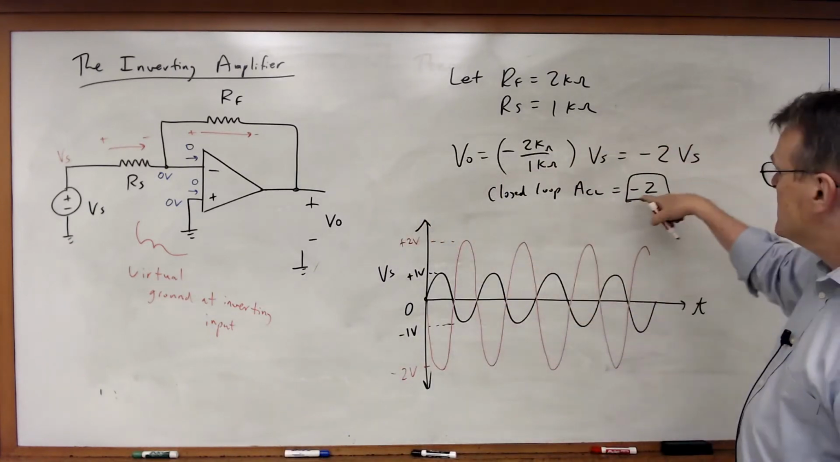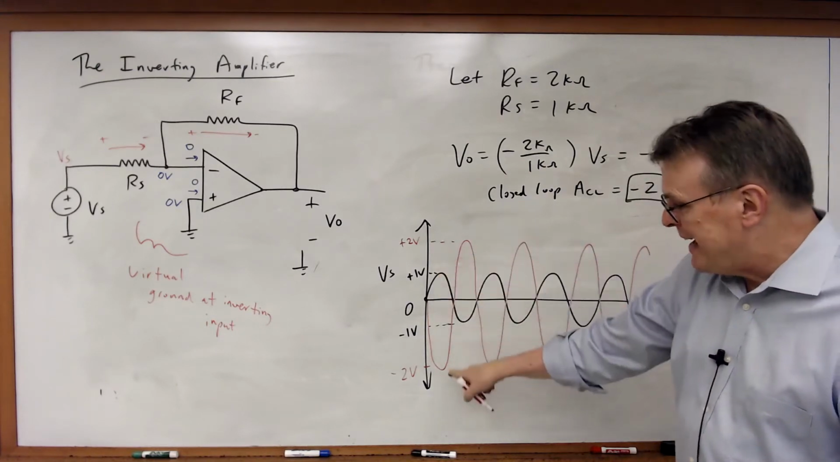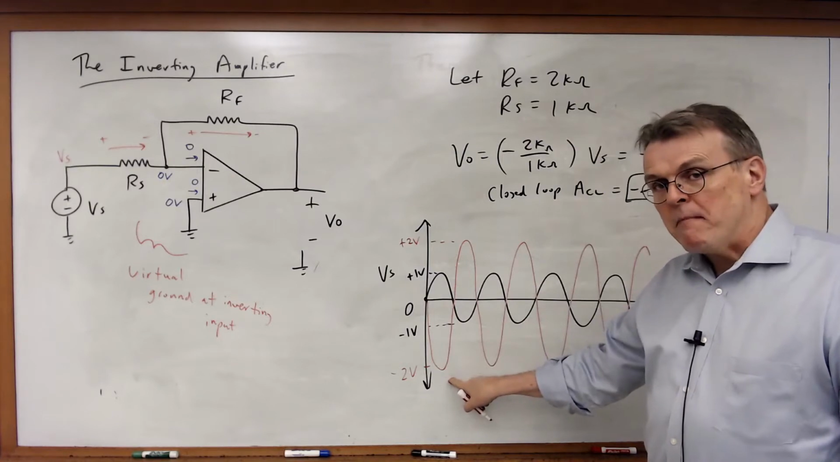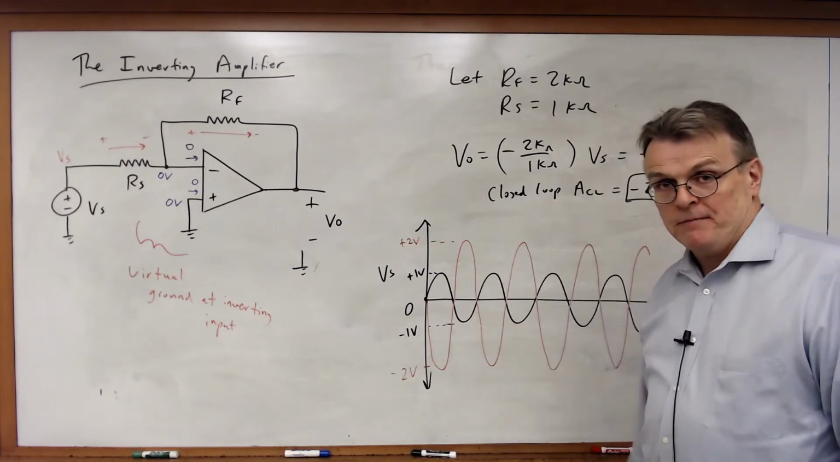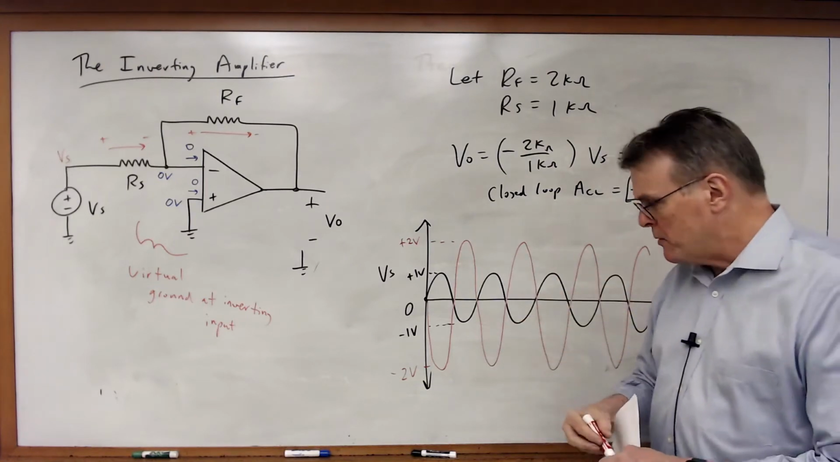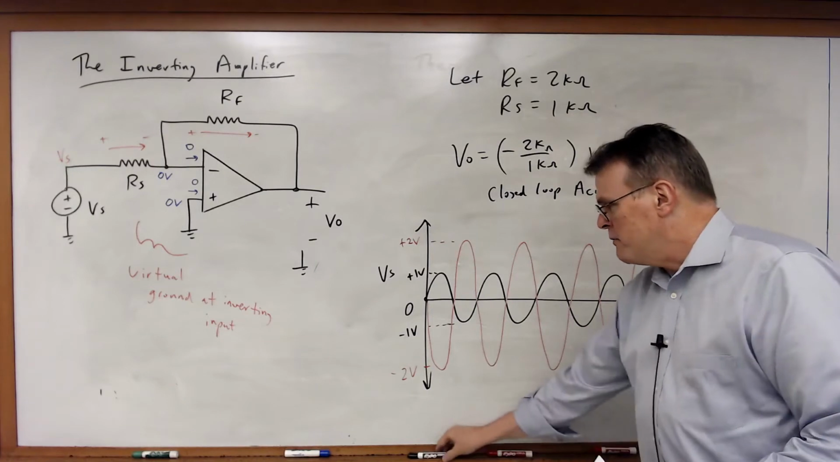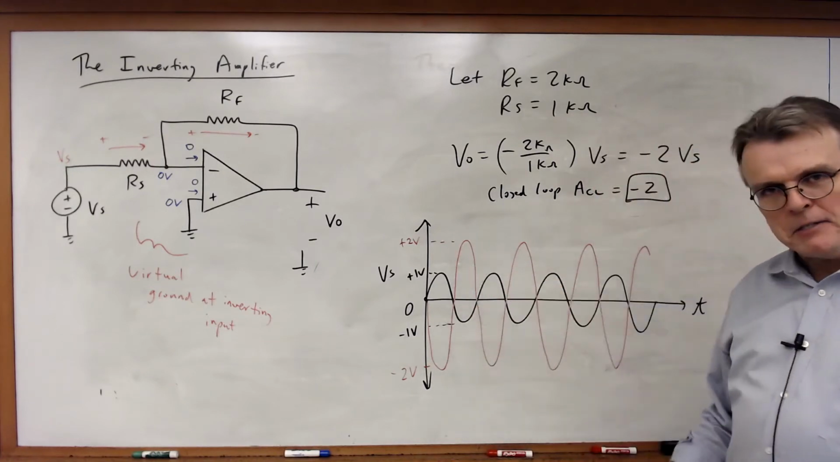But notice because of that inversion, when I hit a maximum positive input, I hit a negative maximum value output. So in effect, the input and the output are both sinusoids, but the output looks like a sinusoid that's 180 degrees out of phase.